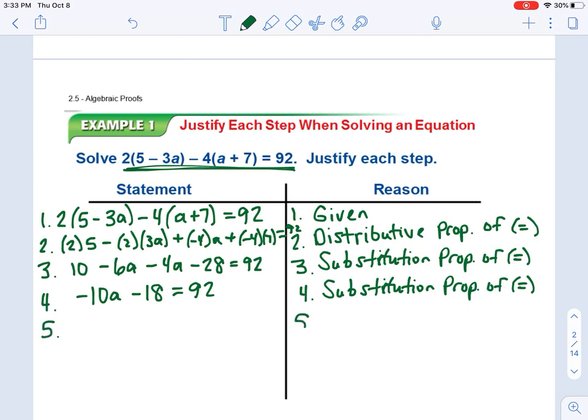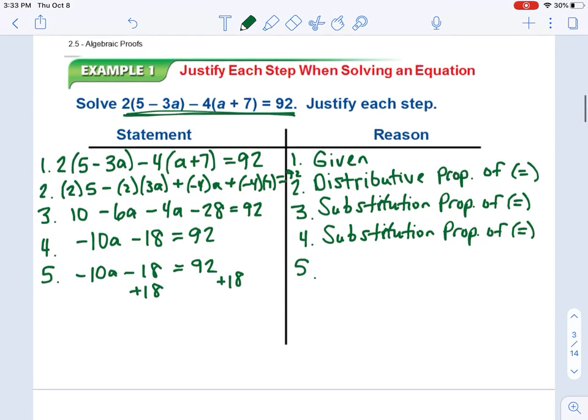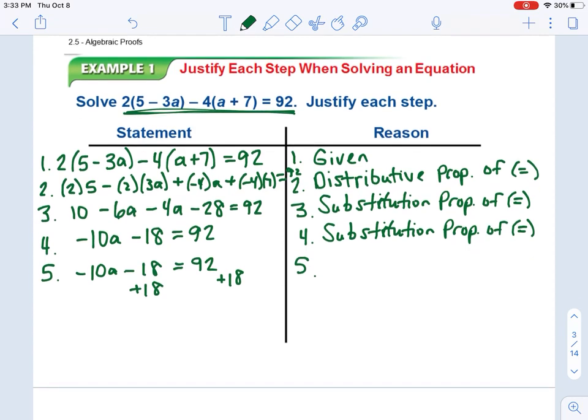Now, think to yourself, what would be the next step? And what I would do is I would add 18 to both sides. So I need to show that out by adding 18 to both sides. This, because we did it on both sides, would be the addition property of equality.